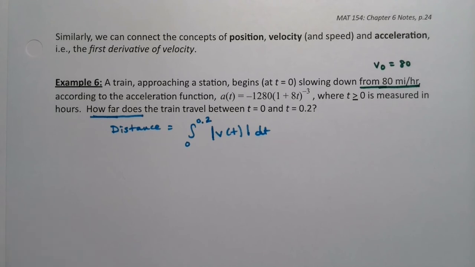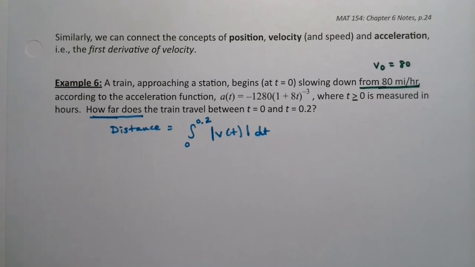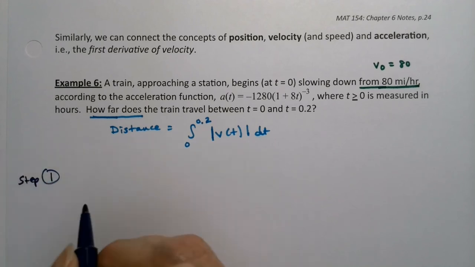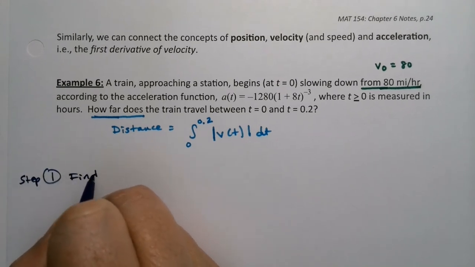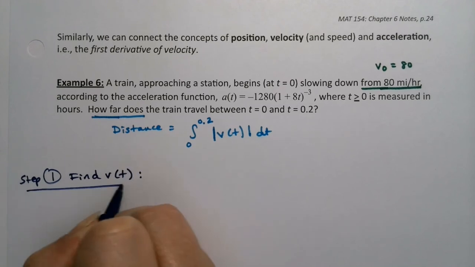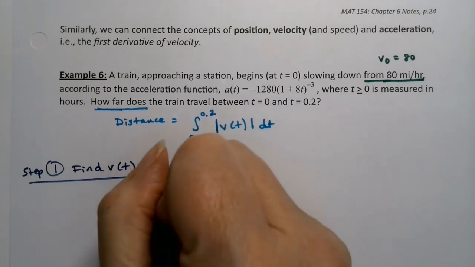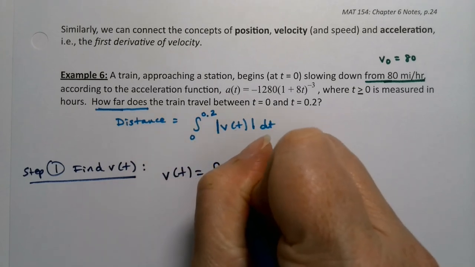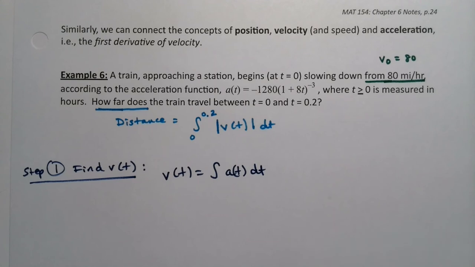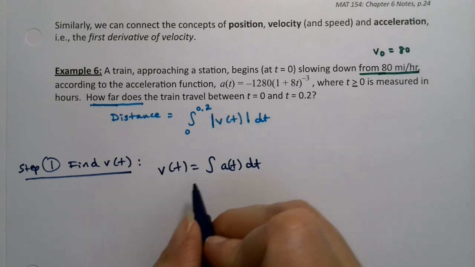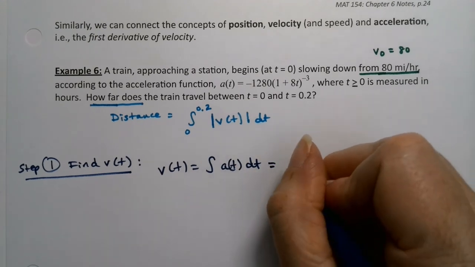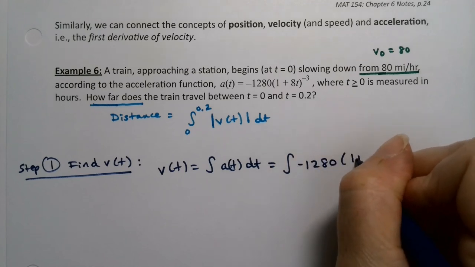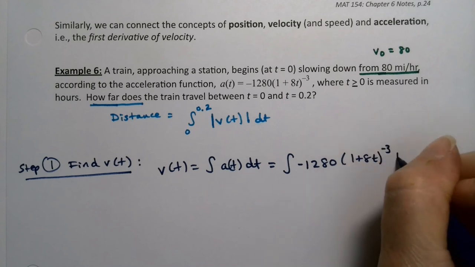The first step I need in order to solve this problem is to be able to find v of t. So step one, let's find v of t. Well, velocity is the integral of acceleration. That just is true, right? So I want to take the integral of negative 1,280 times (1 plus 8t) to the negative 3 dt.